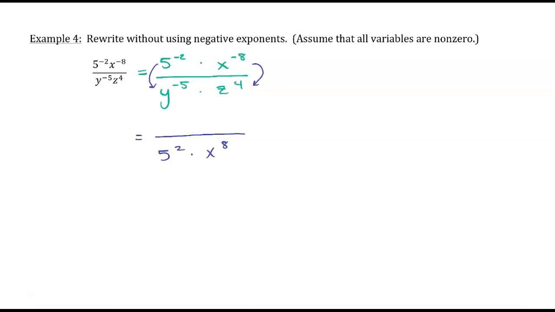Next, let's look at our y to the negative 5th. It's in the denominator, so to make that exponent positive, we need to move it to the numerator. And finally, we have a z to the 4th in the denominator. Since that exponent is already positive, we won't move it. Cleaning this up just a little, we have y to the 5th in the numerator, 5 squared, or 25 in the denominator, x to the 8th in the denominator, and z to the 4th in the denominator. Let's go on to example 5.